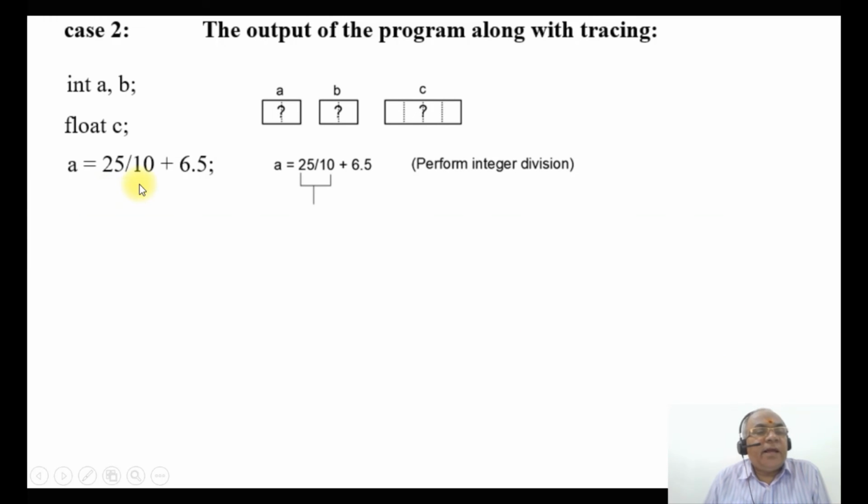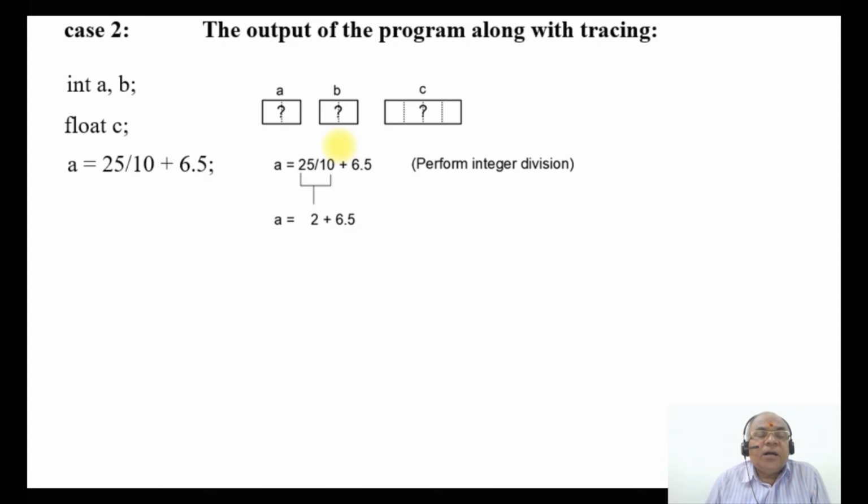Now first we are going to apply the BODMAS rule. What is the BODMAS rule? Bracket is not there, off is not there. Then comes D, so division is taken first. 25 divided by 10 is executed first, so it performs the integer operation. What is that integer operation? Integer by integer always gives an integer. So it becomes 2 plus 6.5.